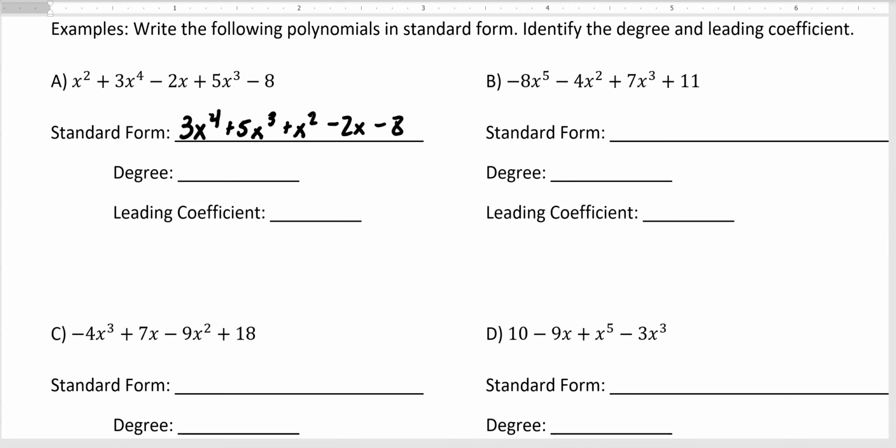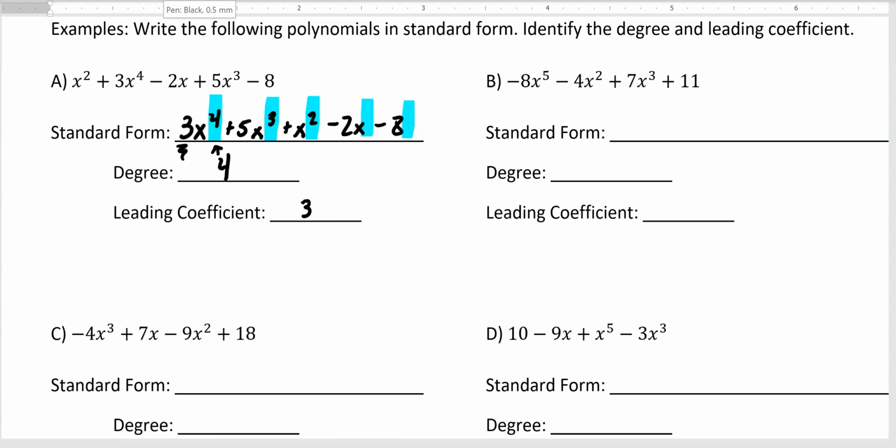Notice we can easily go 4, 3, 2, 1, and then no variable there, right? No exponent. Okay, so this would be a fourth degree, right? It's from that first exponent, and our leading coefficient would be 3. Okay, and that's important to recognize here.